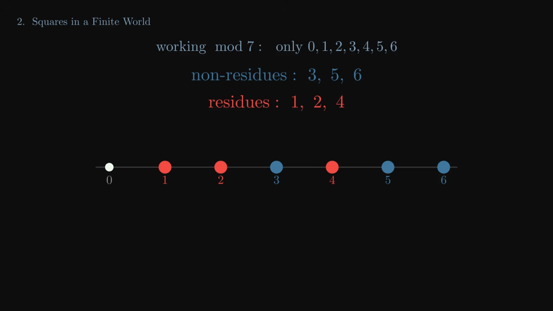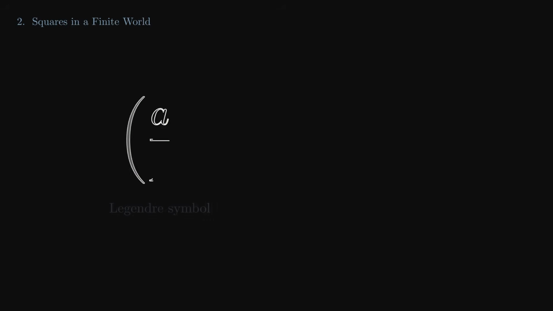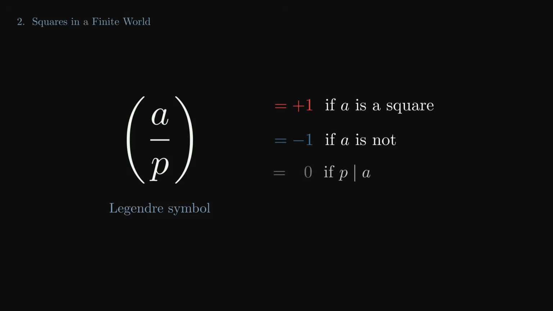And notice the count is even. For any odd prime, exactly half of the non-zero remainders are squares, and half are not. For 7, that is 3 and 3. To keep the bookkeeping tidy, mathematicians write this with a single symbol, the Legendre symbol. It takes a number and a prime, and it returns just +1 if the number is a square in that world, -1 if it is not, and 0 if the prime divides the number. +1 for yes, -1 for no. That is the entire vocabulary we need.